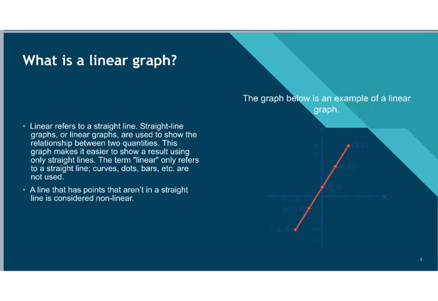What is a linear graph? Linear refers to a straight line. Straight line graphs or linear graphs are used to show the relationship between two quantities. A line that has points that aren't in a straight line is considered nonlinear. The graph on the right is linear. We know this because there's no curves and it's just a straight line going through the middle.